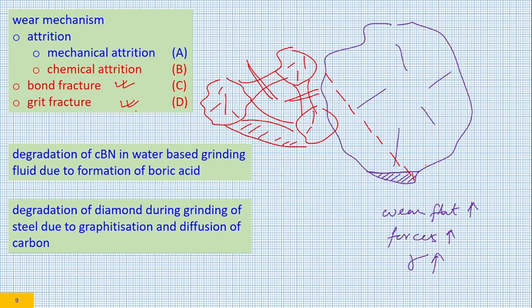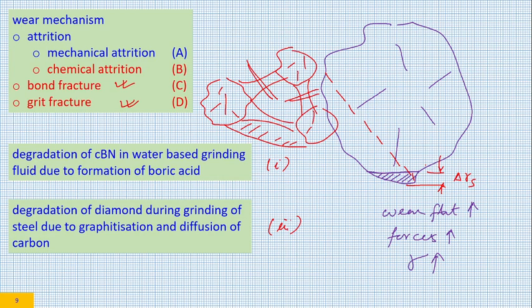Grit fracture will lead to radial wheel wear, and even this mechanical attrition would lead to radial wheel wear. So radial wheel wear, what we have discussed so far, would contribute to this. Chemical attrition, that is spinel formation, would also lead to wheel wear. These are two more examples of chemical attrition. So let us look at the second one. The second one was also indicated earlier.